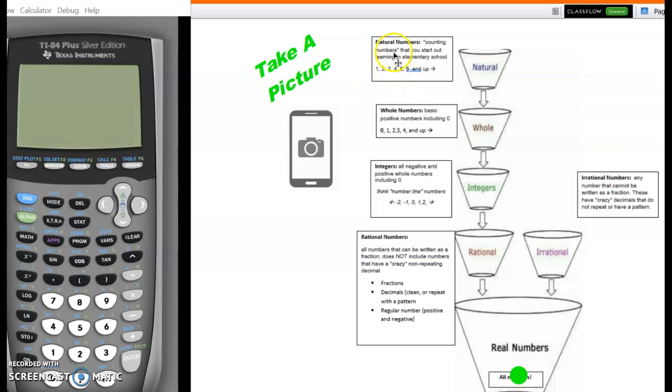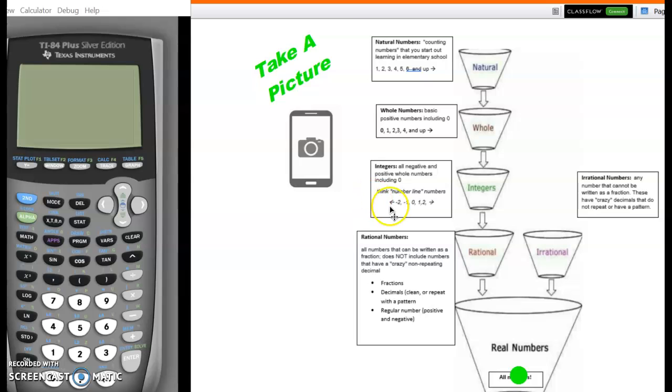So kind of looking at our categories, we have natural numbers. These are our counting numbers that you start out learning in elementary school. We have whole numbers. These are our basic positive numbers, those numbers we've started with learning, and also includes 0. So the difference between these two is that natural numbers are all our positive counting numbers, and whole numbers are the positive counting numbers plus 0.